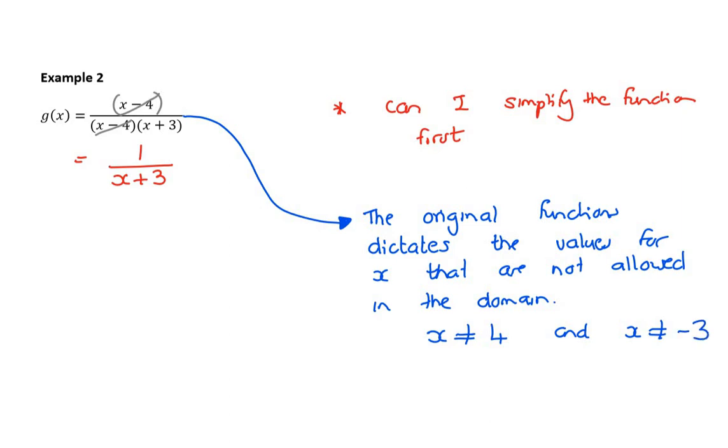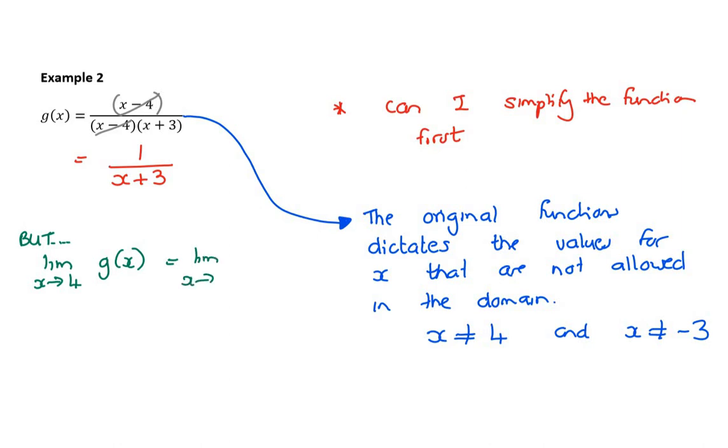However, there are two different things happening here. Because you could cancel out this x minus 4, x equals 4 is not an asymptotic discontinuity, and it's not therefore an asymptote. But the limit as x tends to 4 of g of x is equal to the limit of the simplified function.